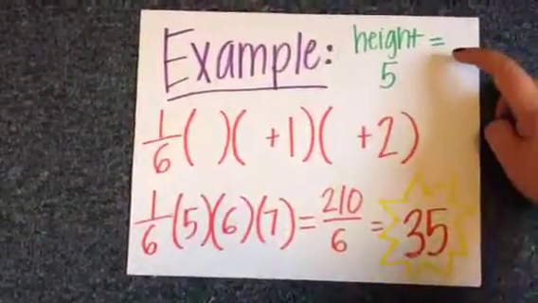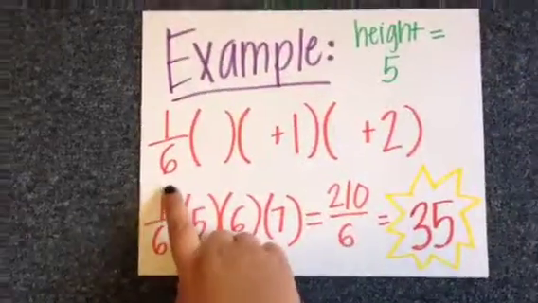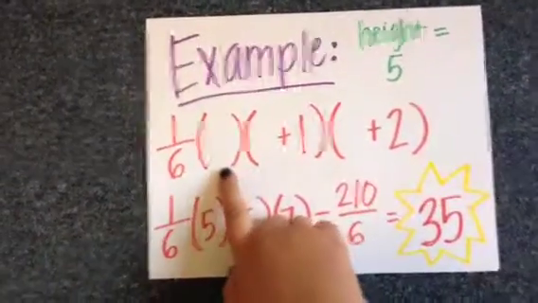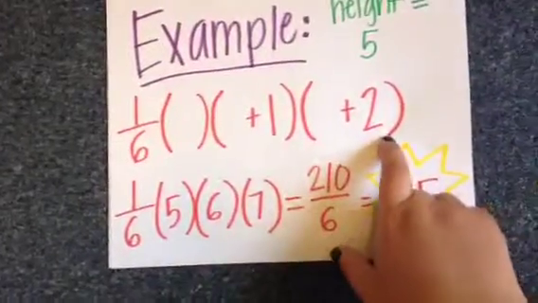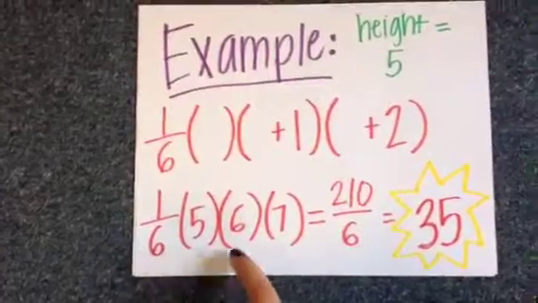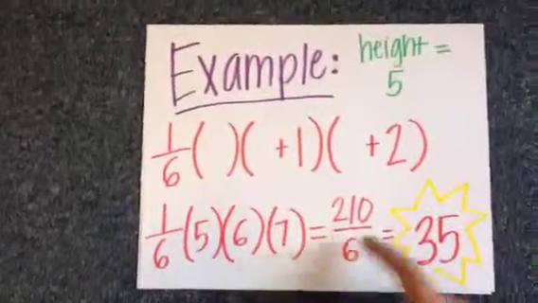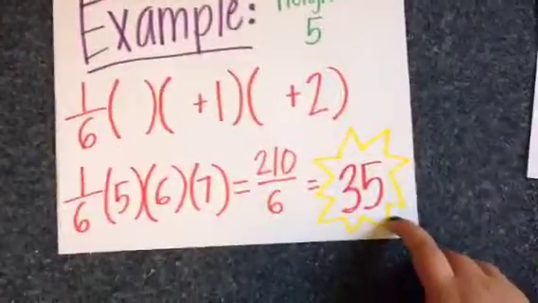So another example you could use is a height of 5. So it'd be 1/6 times 5 times 5 plus 1 times 5 plus 2, which would then be 1/6 times 5 times 6 times 7, which would be 210 over 6, which would equal 35.